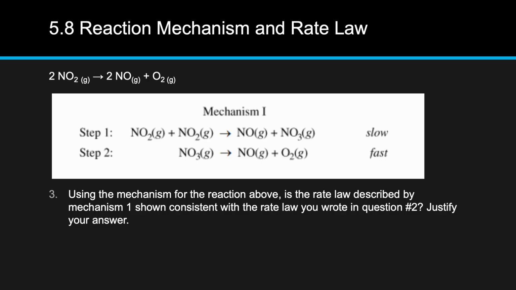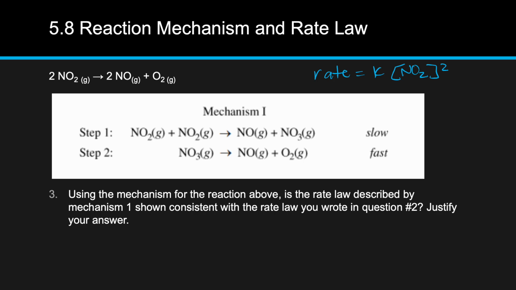Part 3 of this example says, using the mechanism for the reaction above, is the rate law described by mechanism 1 shown consistent with the rate law you wrote in question number 2? Justify your answer. So remember, for our rate law that we wrote, it was rate equals K times the concentration of NO2 squared. And so now let's compare that to this mechanism using what we've already talked about in terms of the rate determining step and how that works for rate.